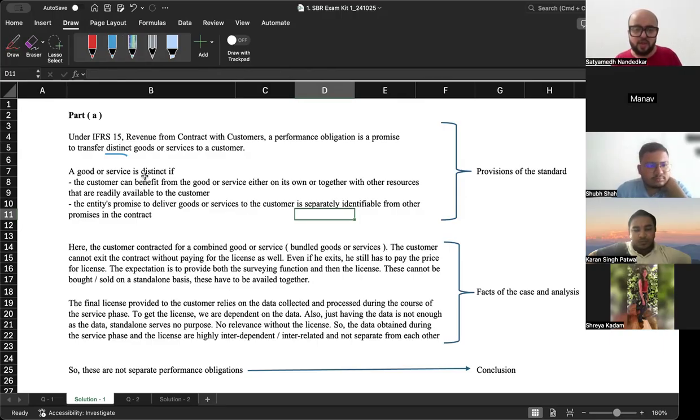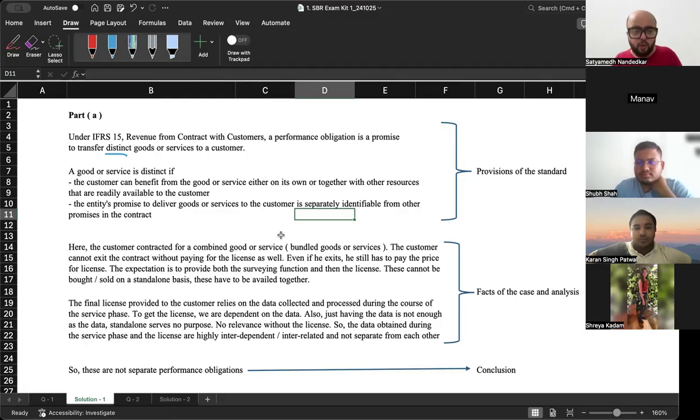ठीक है. A good or a service is distinct if a customer can benefit from the good or service either on its own or together with other resources that are readily available to the customer. As in, with resources that I have, I can make use of the item that you have provided me standalone. Okay. The entity's promise to deliver goods or services is separately identifiable from other promises in the contract. These are provisions of the standard. As in, what does the standard say? According to IFRS 15, when is a commodity or a service distinct?